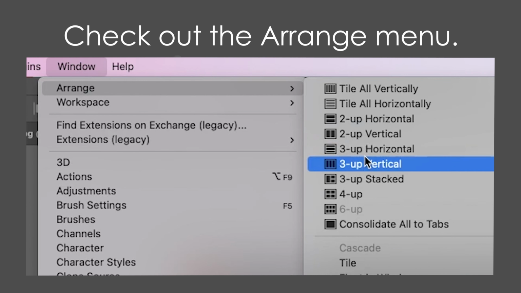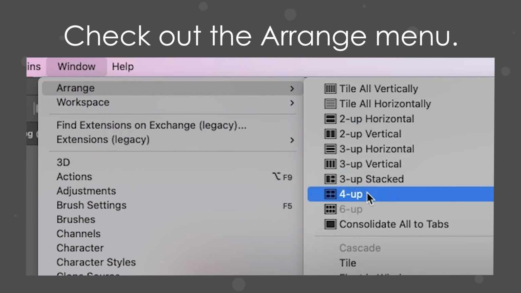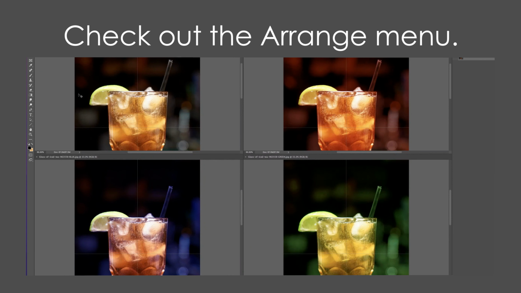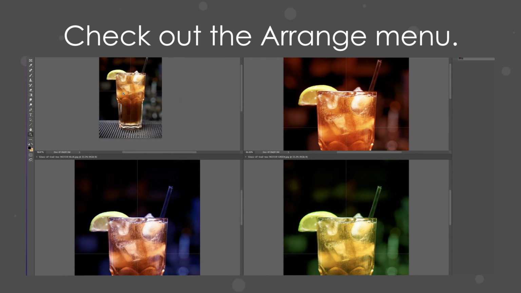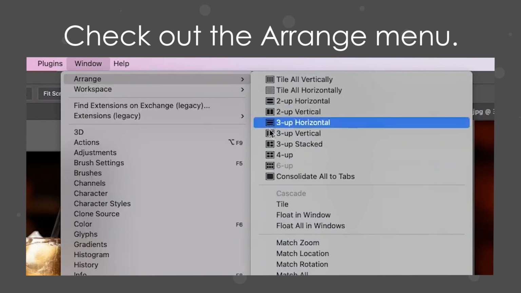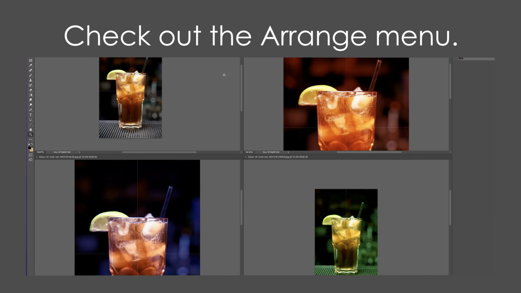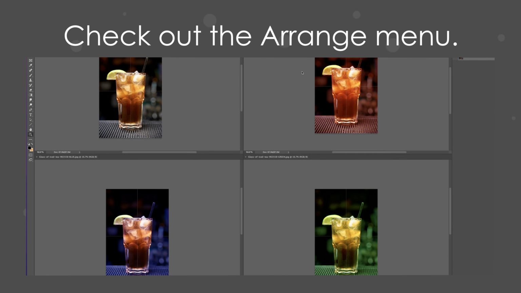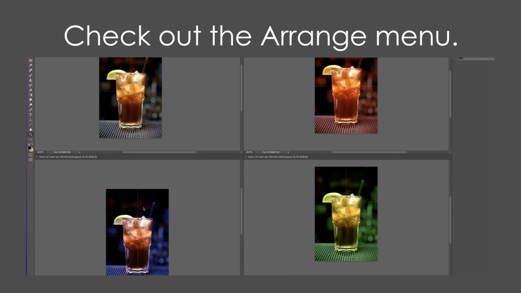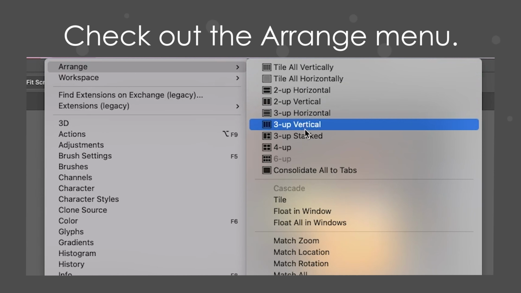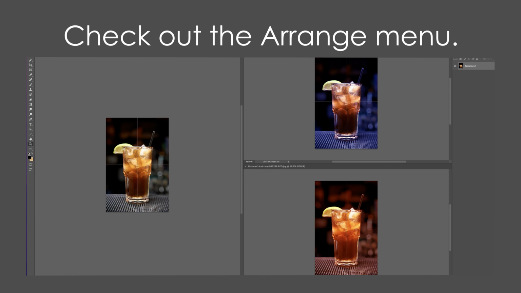So, for example, you can save your original photo as a separate file, and then use this option to easily see the changes you're making side by side against the original. And there are several other options in the Arrange menu too that might work for you. So take a moment to check out the Arrange section, because that Float All in Windows or Match Zoom could be the best workspace hack you have yet to discover.